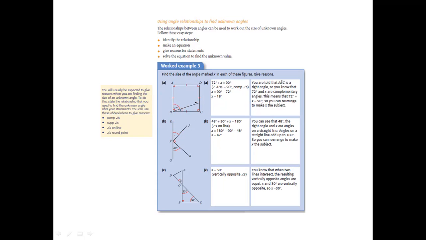Find the size of angle marked x in each of these figures. Give reasons. So we need the x. The first shape, what do you see is, yes, square. As you see, all sides are equal to each other. All sides are the same. And it has got 4 sides. So that's why it's called square.